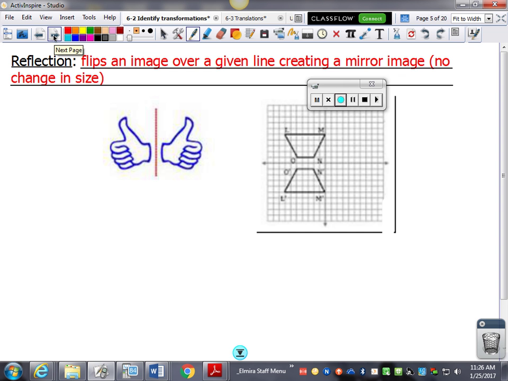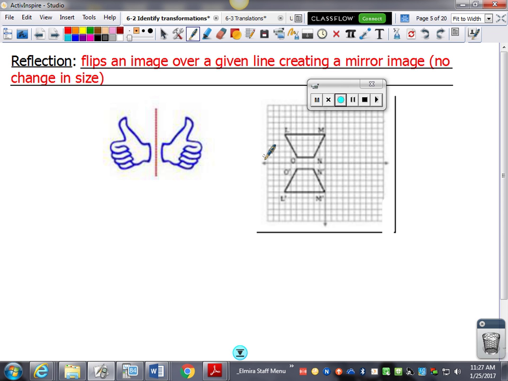Okay, reflection is just what it sounds like. You're going to flip an image over a given line, creating a mirror image. Again, it does not change in size, but things point in different directions. Like in the hand image, the fingers are pointing to the right, and the reflection fingers are pointing to the left.